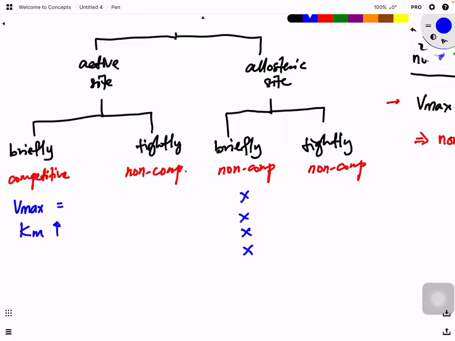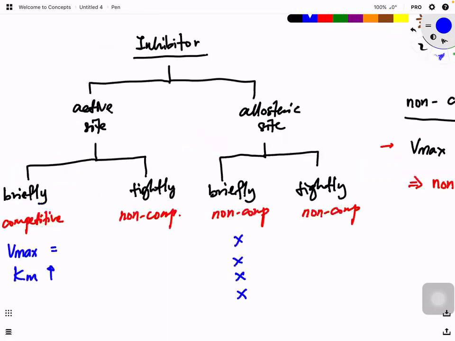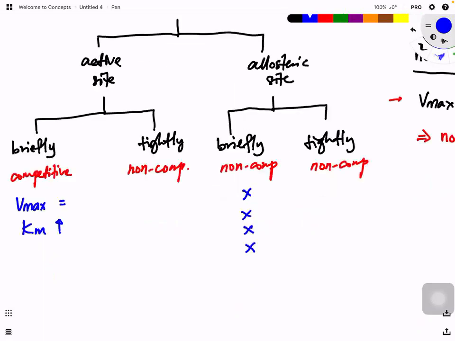So even though the inhibitor binds to the allosteric site briefly, they are non-competitive inhibitions, but Vmax and Km in the enzyme kinetics are different. Okay, so therefore we don't learn about this. As long as we talk about the Vmax for the non-competitive inhibitor, Vmax will be lower, Km remains the same. Are you clear? Here also Vmax lower, Km remains the same.